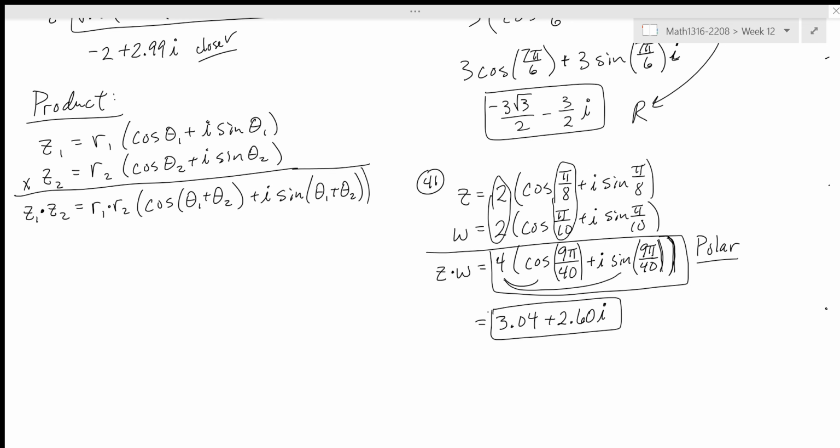And what are you saying, Carlos? I've got 0.649 as the second part. And you did 4 sine 9 pi over 40? 4 sine 9 pi over 40. I better come look then.